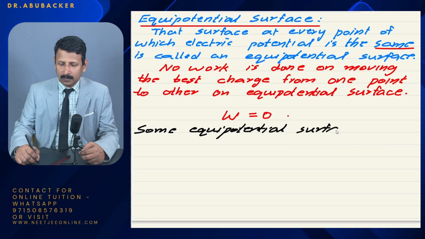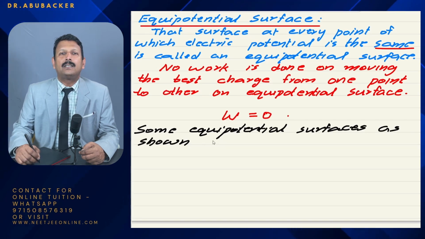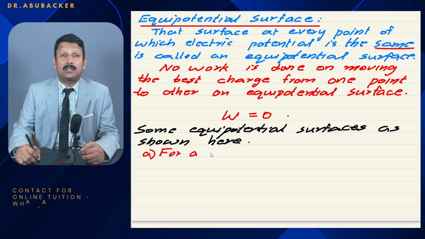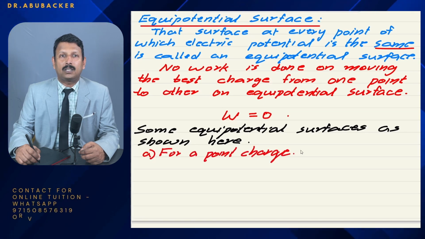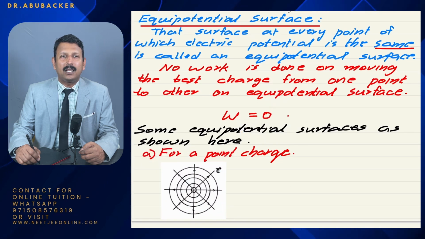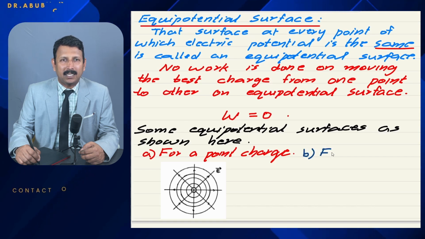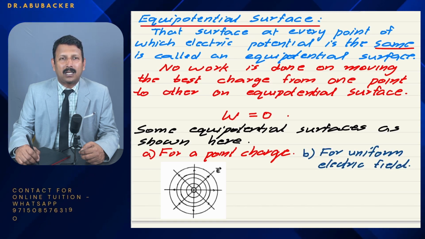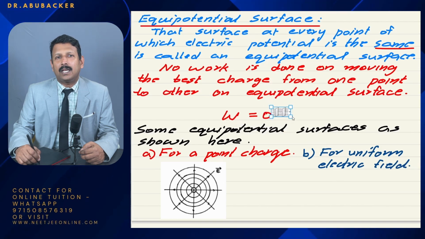Some important surfaces are shown here for example purposes, because there are situations where you want to draw them, also 1 mark questions. For a point charge, how do you draw the equipotential surface? For a single charge, this is the point charge equipotential surface marking. At the center there is a charge. You know that there are concentric circles. Every point on a circle has the same distance from the center, so will have the same potential.